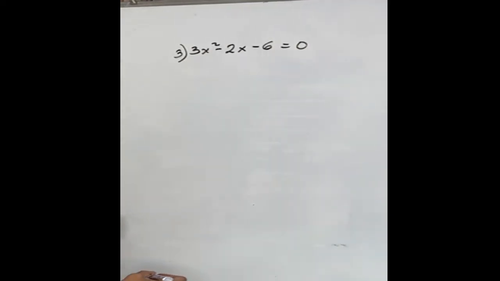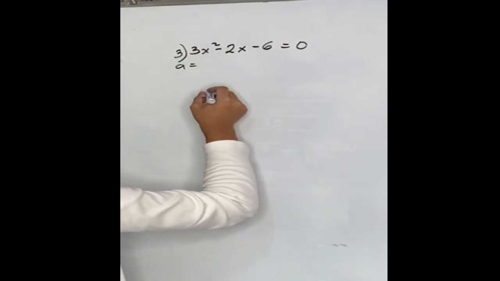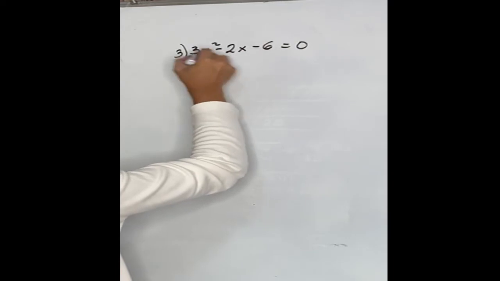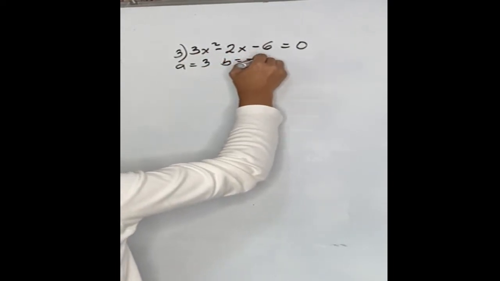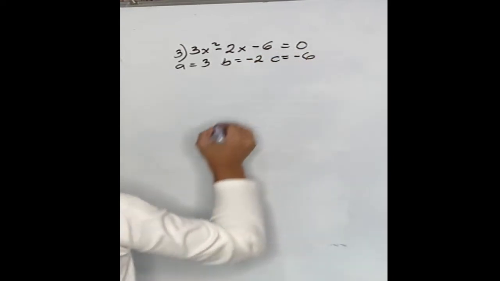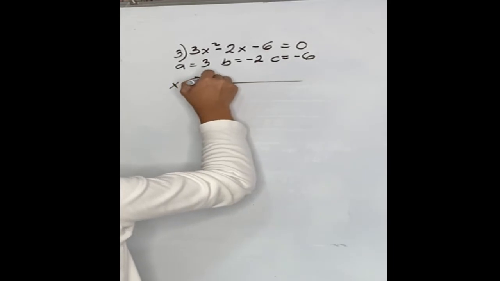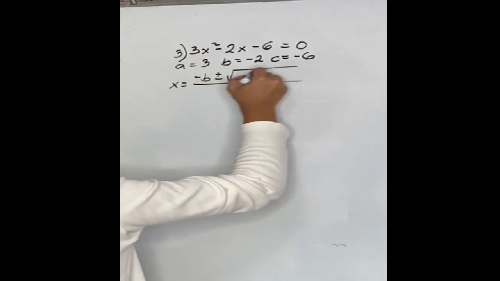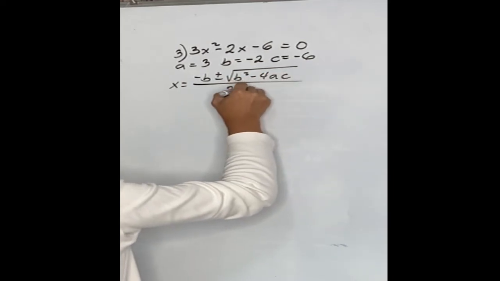Considering 3x squared minus 2x minus 6 equals 0, solving by quadratic formula, identify the a, b, and c. A is 3, b is negative 2, and c is negative 6. Substituting to our quadratic formula, negative b plus minus the square root of b squared minus 4ac all over 2a.